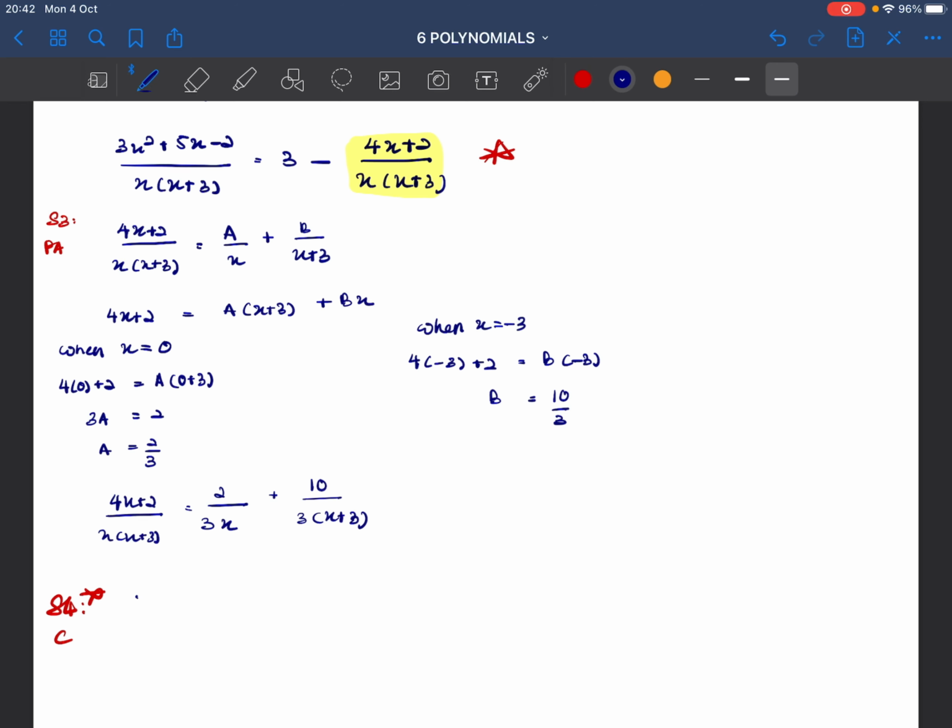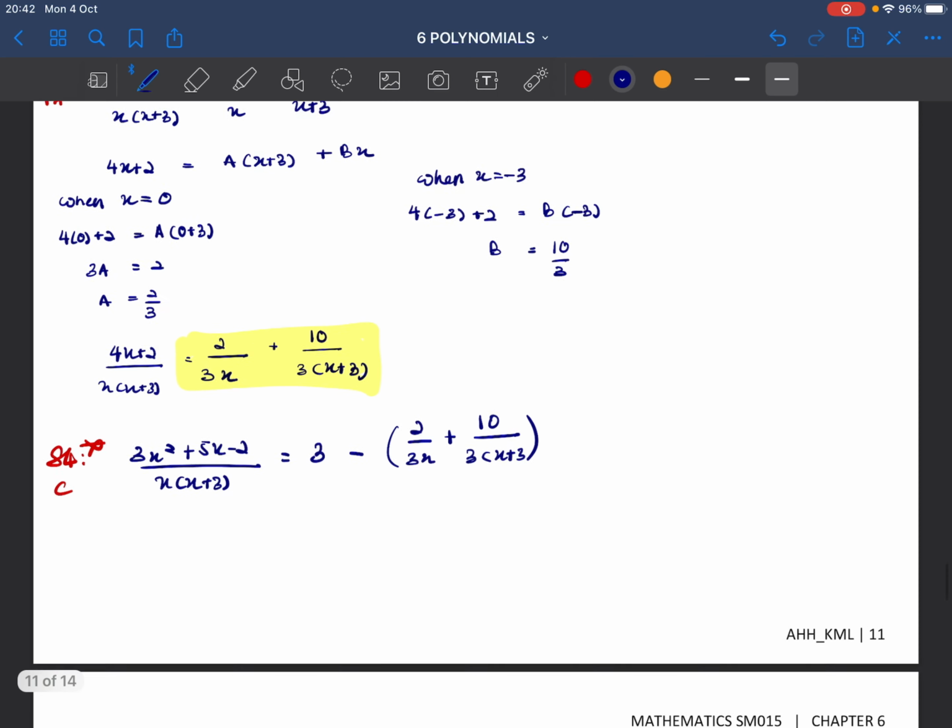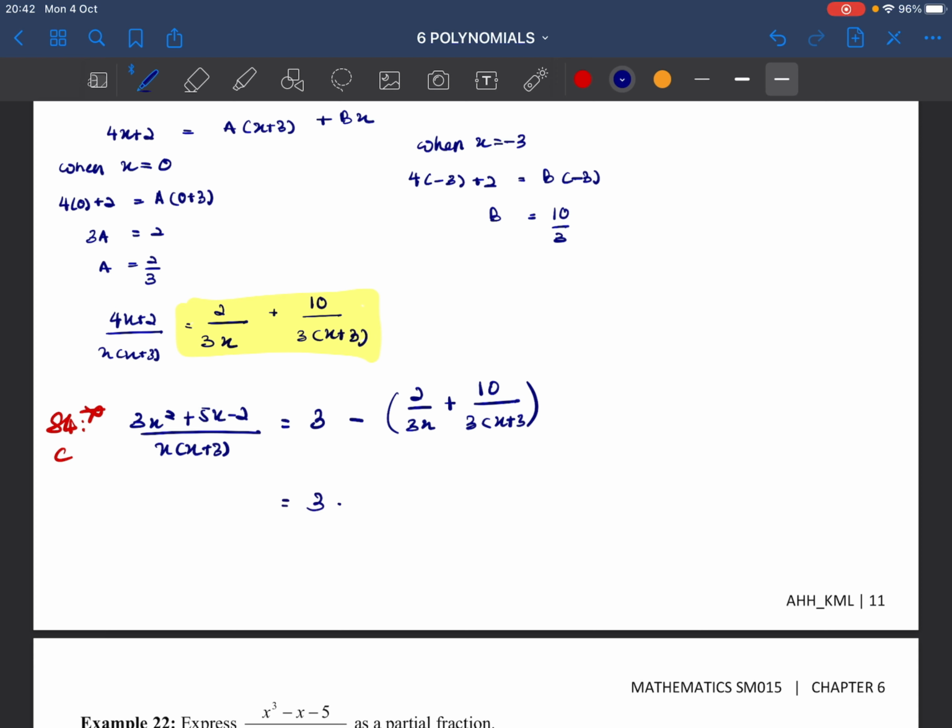We have 3x squared plus 5x minus 2 over x times x plus 3 equals to, our quotient is 3, but this time the yellow thing here is this thing here. Okay, yellow thing tu dia dah decompose menjadi ini. Okay, ini partial fraction kita. So kita akan pindahkan ini dekat sini, minus 2 over 3x plus 10 over 3(x plus 3). Okay, so now just expand sajalah. We have equals to 3 minus 2 over 3x minus 10 over 3(x plus 3). Okay, so salin balik, and here is your final answer for improper fraction.